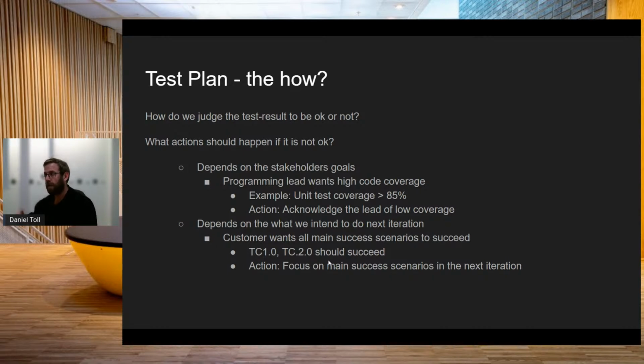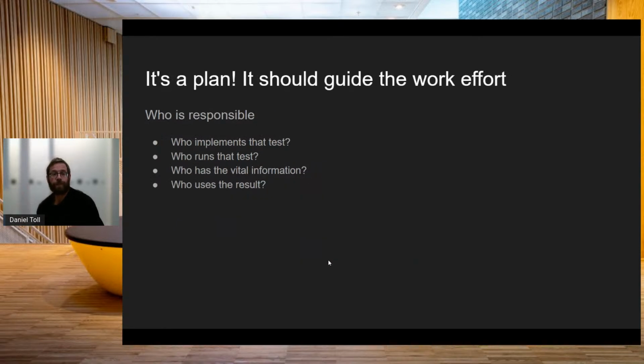When we're a couple of people, if we're sitting next to each other, maybe we can talk about these things. But if we're more spread out, or many more people, then we need to decide things more systematically. So it's a plan. It should guide the work effort. And in order to guide people, if you have more than one person, you need to decide who does what, right?